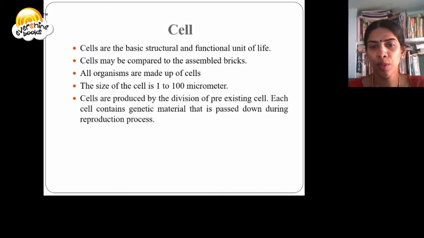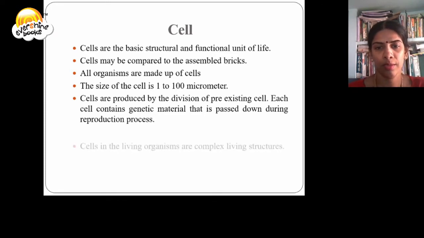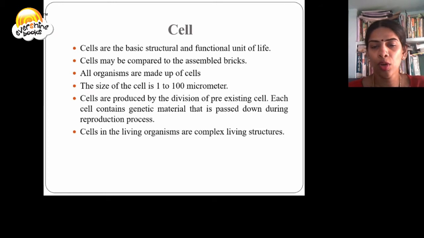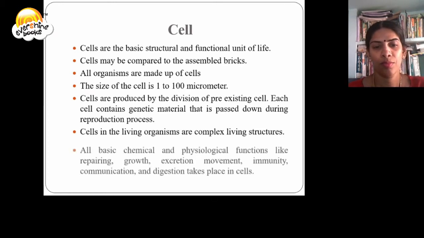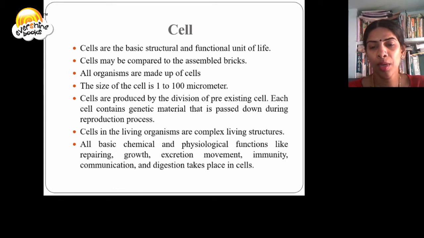Cells are produced by the division of pre-existing cells. Each cell has some genetic material which is passed down during the reproduction process. Cells in living organisms are complex living structures. All basic chemical and physiological functions like repairing, growth, excretion, movement, immunity, communication and digestion take place only in the cells.